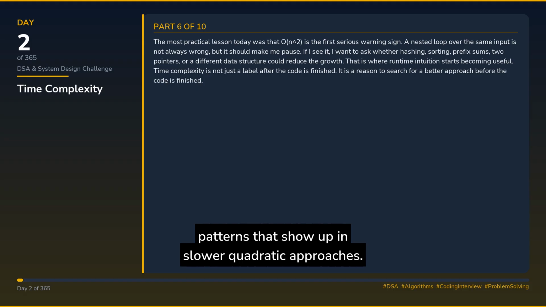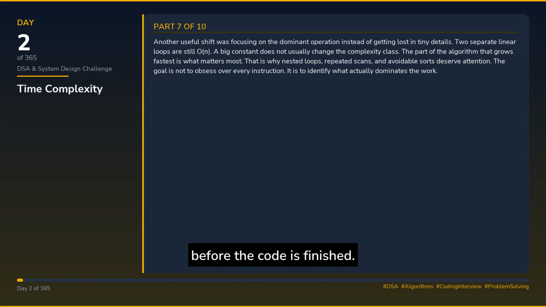The most practical lesson today was that O(n squared) is the first serious warning sign. A nested loop over the same input is not always wrong, but it should make me pause. If I see it, I want to ask whether hashing, sorting, prefix sums, two-pointers, or a different data structure could reduce the growth. That is where runtime intuition starts becoming useful. Time complexity is not just a label after the code is finished. It is a reason to search for a better approach before the code is finished.